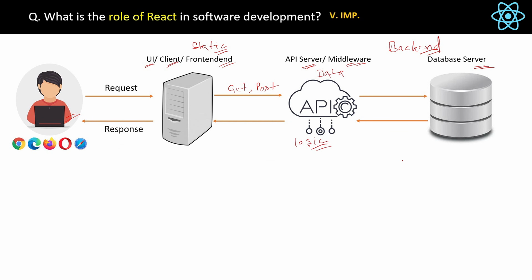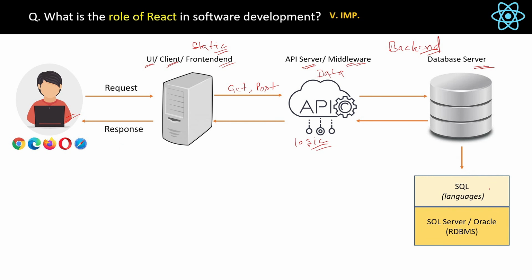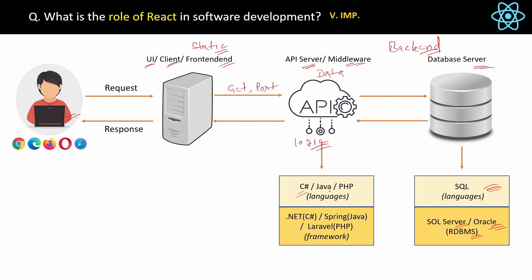Now here for database we use SQL as language for running scripts and SQL Server or Oracle as the DBMS. There are other DBMS also, but these are the most popular ones. Similarly, for backend, we use one of C#, Java or PHP as languages, and the frameworks are .NET, Spring or Laravel, any one of them. There are other languages and frameworks also available.